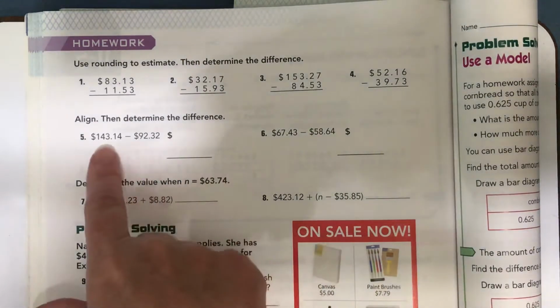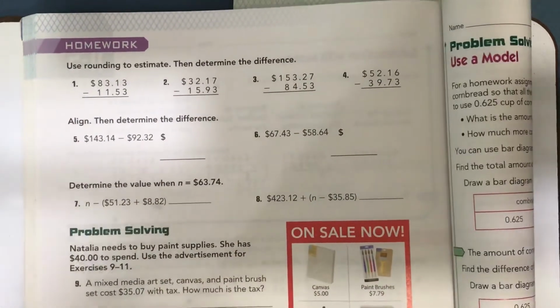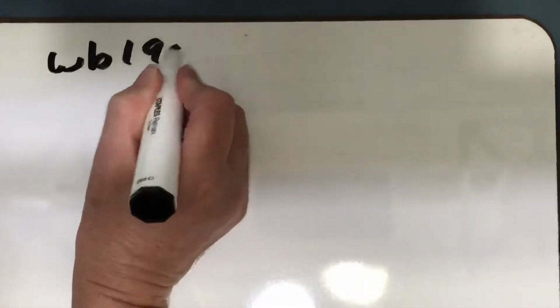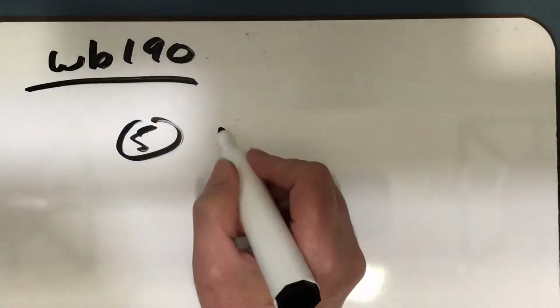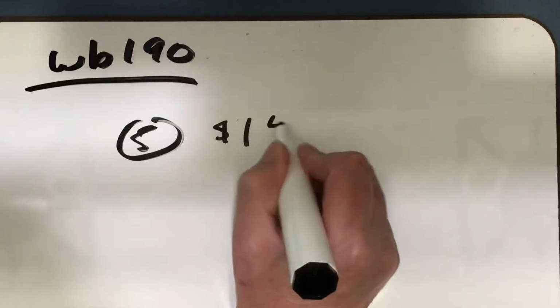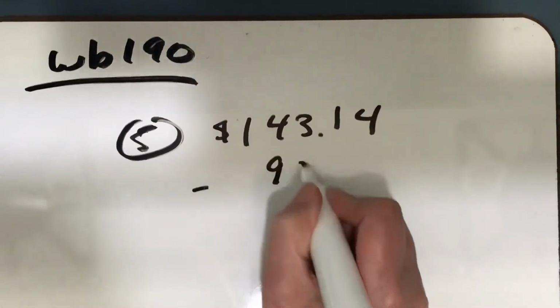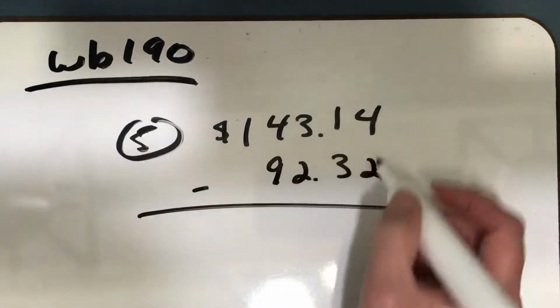But I'm going to go down to numbers 5 and 6. It says to align, then determine the difference, because 1 through 4 are already aligned for you. So I'm going to do number 5. Remember, I'm on workbook 190. Okay, number 5 is $143.14 minus $92.32. Okay, subtract 4 minus 2 is 2.